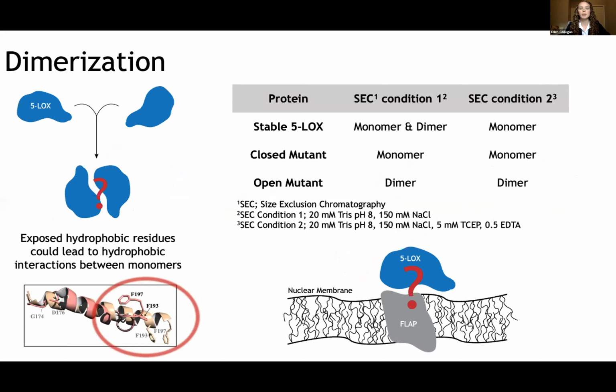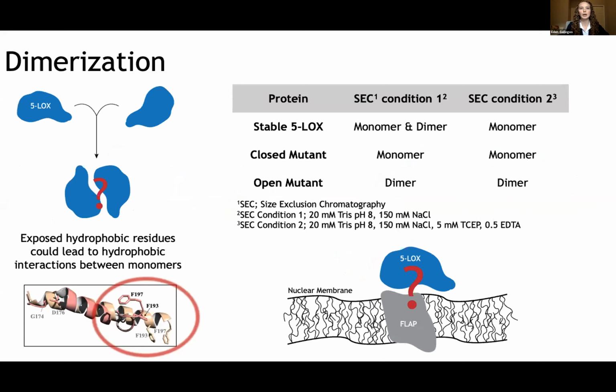We first noticed some oligomeric trends when purifying the variants by size exclusion chromatography. Stable 5-LOX could form monomers and dimers in a basic buffer, and then it was fully converted to a monomer when the disulfide bond reducing agent TCEP and chelating agent EDTA were added. The closed mutant was a monomer regardless of the buffer, while the open mutant was a dimer regardless.